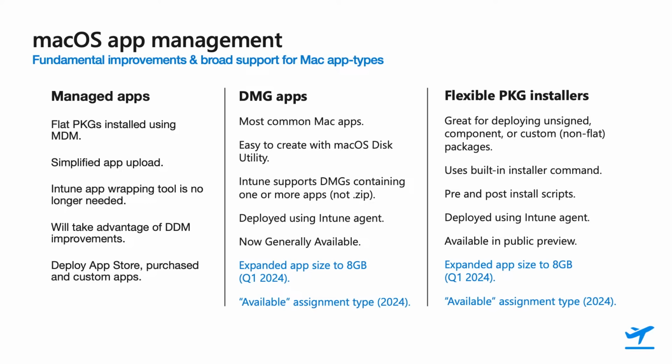So we built a new app deployment pipeline using the Intune macOS agent that now extends the built-in macOS app management capabilities. We first led with DMG support that included DMG files containing one or more .app files, followed by the addition of PKG installation using the built-in installer command. But we're not stopping there.